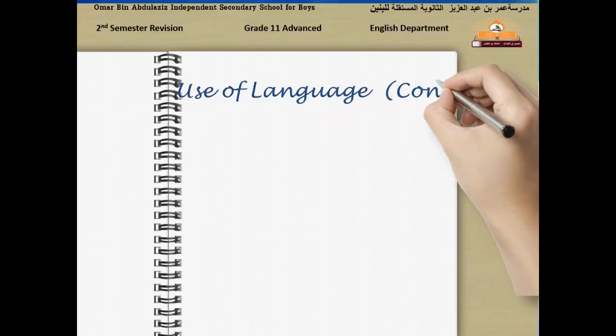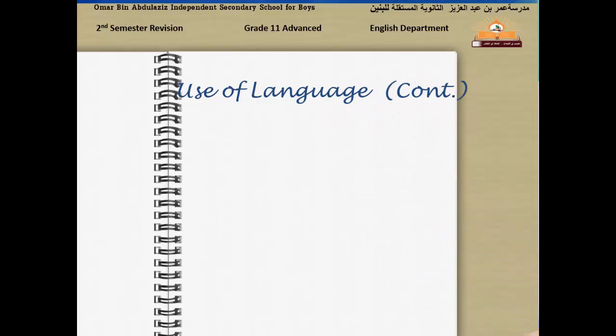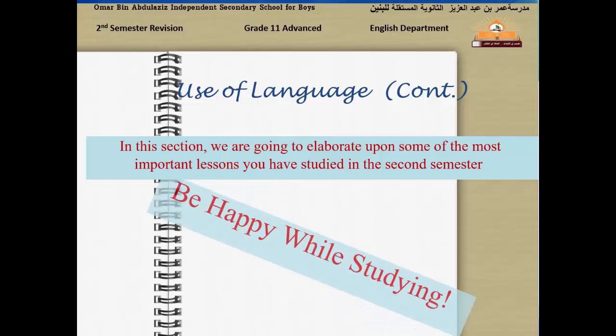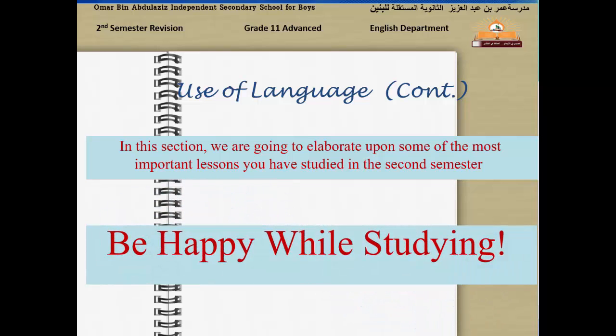Still, we are in the use of language questions. In this section, we are going to elaborate upon some of the most important lessons you have studied in the second semester. Be happy while studying.